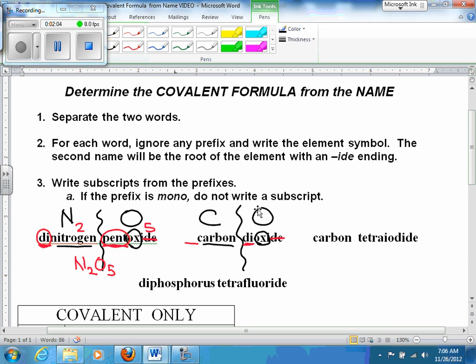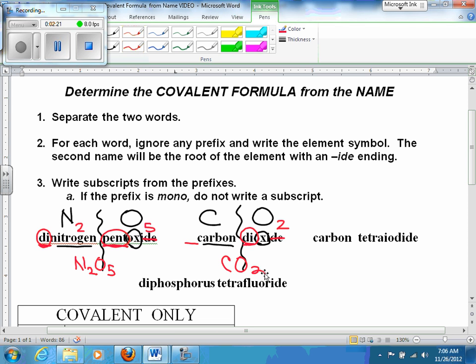Now we get to focus on the subscripts. Look at the prefixes. If there's no prefix on that first word, don't put a subscript. The prefix here is di in dioxide, so this is 2, and your compound is CO2, carbon dioxide.